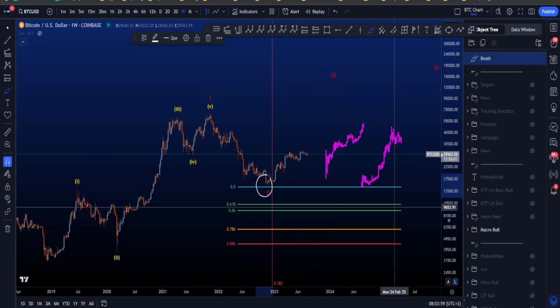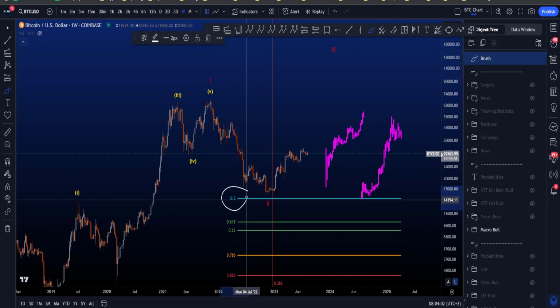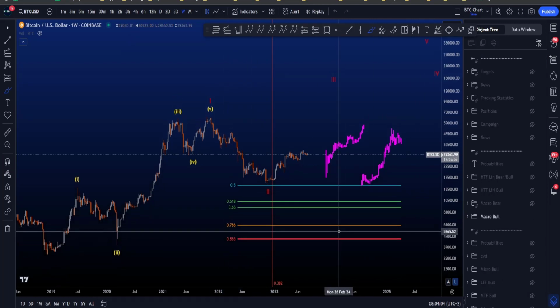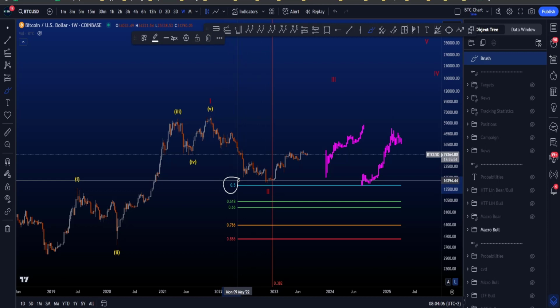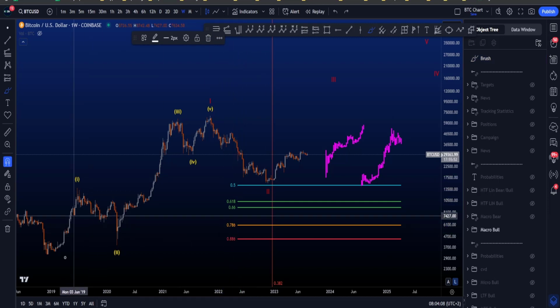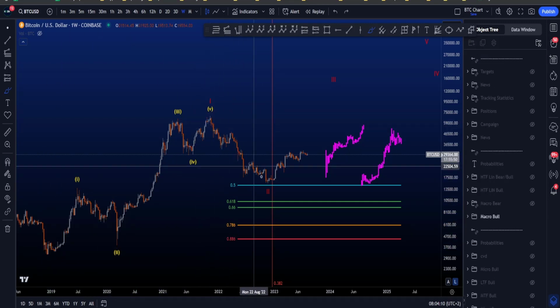The low of wave 2 over here, however, has been made above the 0.5, while the most common target area for a wave 2 is between the 0.5 and the 0.786 taken from the low to the all-time high. The 0.382 is a rare target.